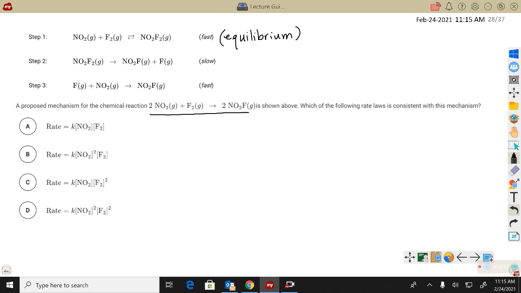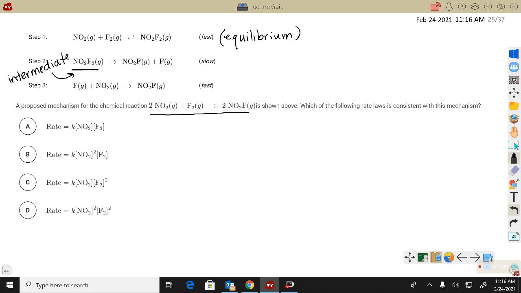The slow step is now step 2. And if I were to write a rate law based on the molecularity of the slow step, we just said that this guy here is an intermediate. It was formed in step 1, but now it would be consumed in step 2.